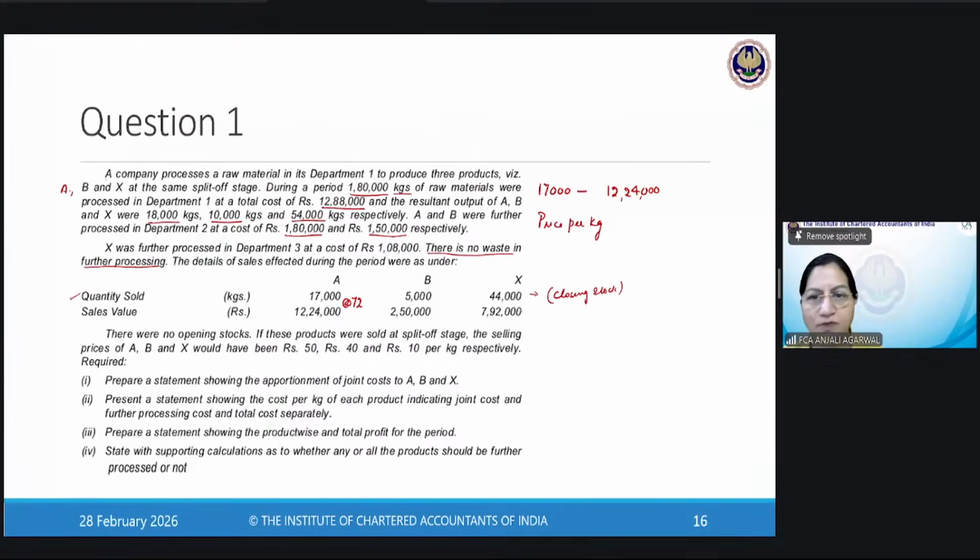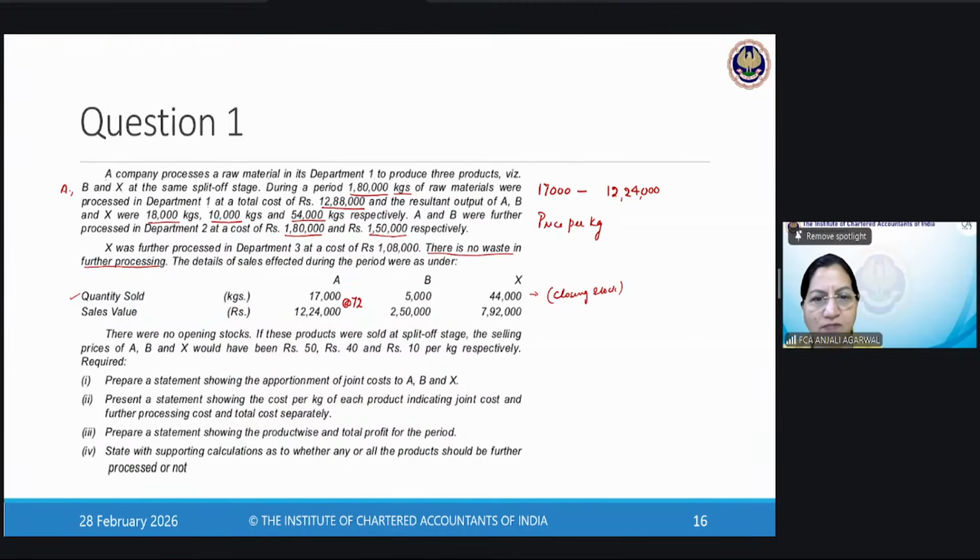Fine. We have done most of the working here. There was no opening stock. So that means if the entire lot is sold, it would have sold 18,000. So whatever has been sold, 17,000, it has been sold from the current production because there were no opening stocks.